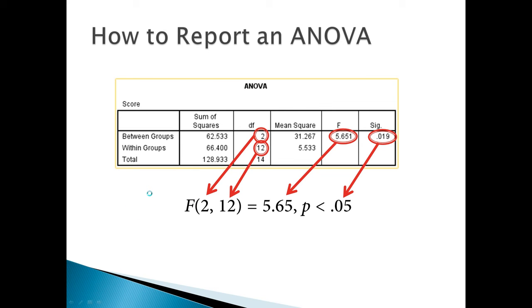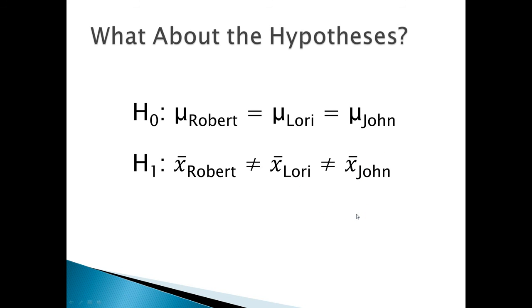Okay, so how do you report this? So you have to report your results in APA format. So it's an F statistic. So we have a capital F in italics, and then in parentheses, the degrees of freedom. So between group degrees of freedom, comma, space, within group degrees of freedom, parentheses, space equals space, the statistic rounded to the hundreds place, 5.65, comma, space, p in italics, space, less than, space, 0.05 in this case. And there we go.